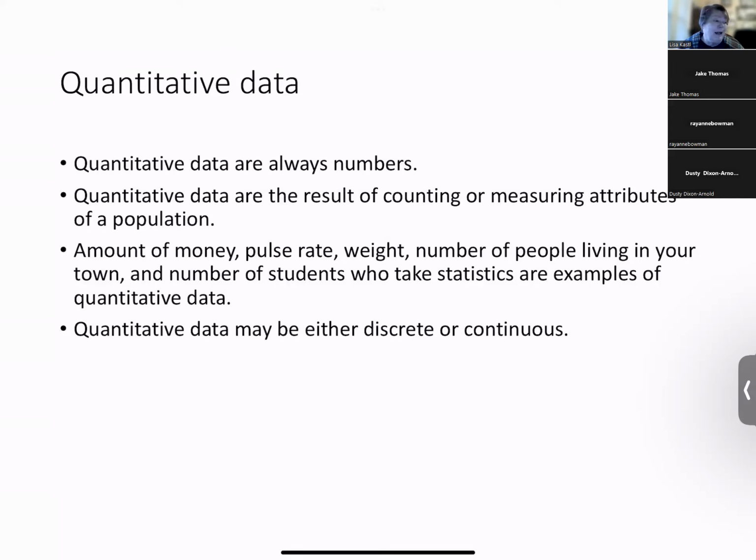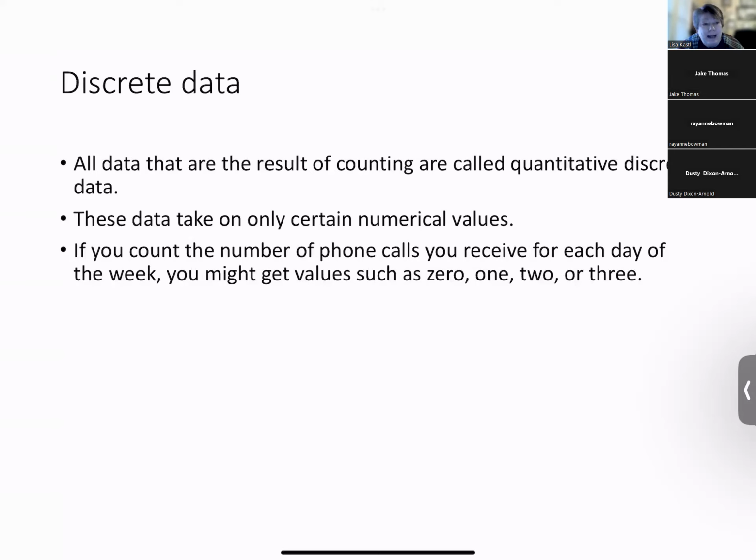Quantitative data are the result of counting or measuring, one or the other. The amount of money, pulse rate, weight, number of people living in your house, whatever. So quantitative data can either be discrete or continuous. What makes it discrete or continuous? If you count it, it's discrete.